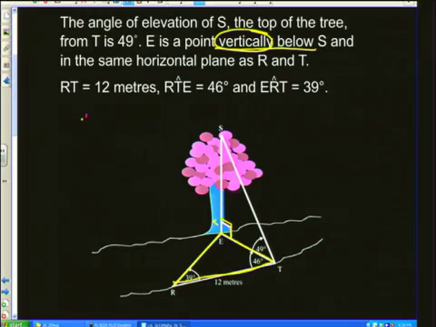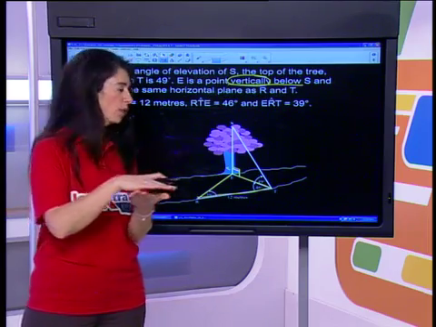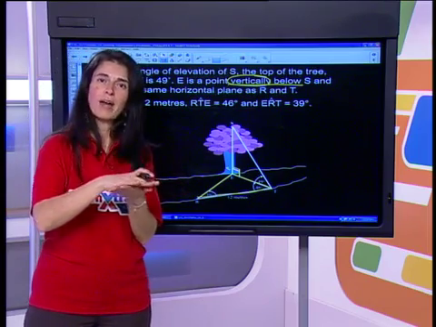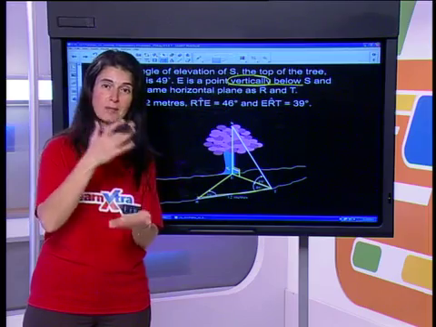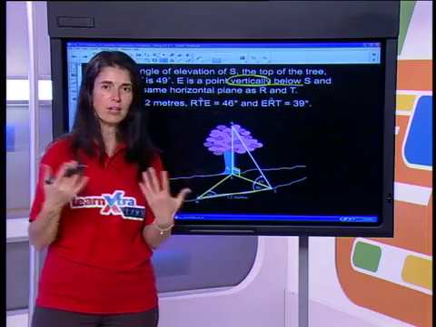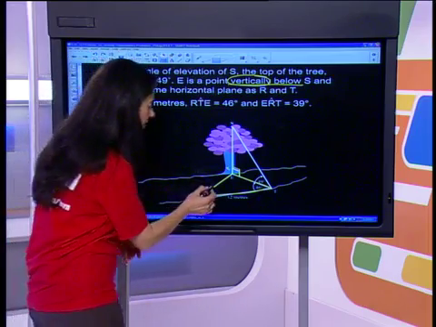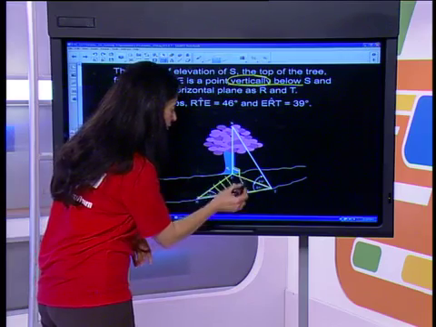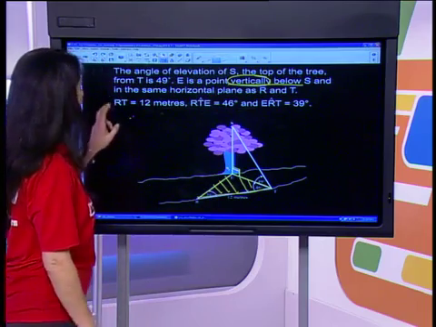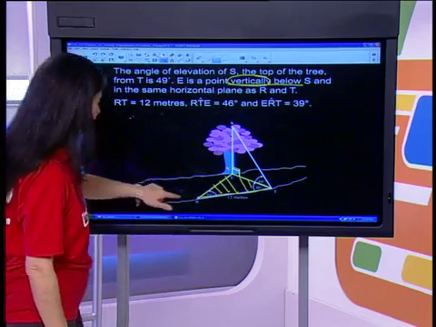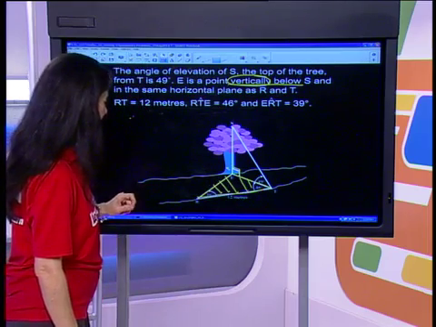So there's my horizontal plane. I like to color it in because whenever you get 3D diagrams, it's very difficult to be able to draw it. You're trying to, on a 2D shape, draw what should be in perspective in 3D. And for those of you like me who are not very arty in drawing these perspectives, it's quite difficult. So what I try and do is color in the horizontal plane just for emphasis that that's my horizontal and my vertical is standing up there. We then have RT is 12 meters. There's RT, it's 12 meters. And angle RTE is 46 degrees.